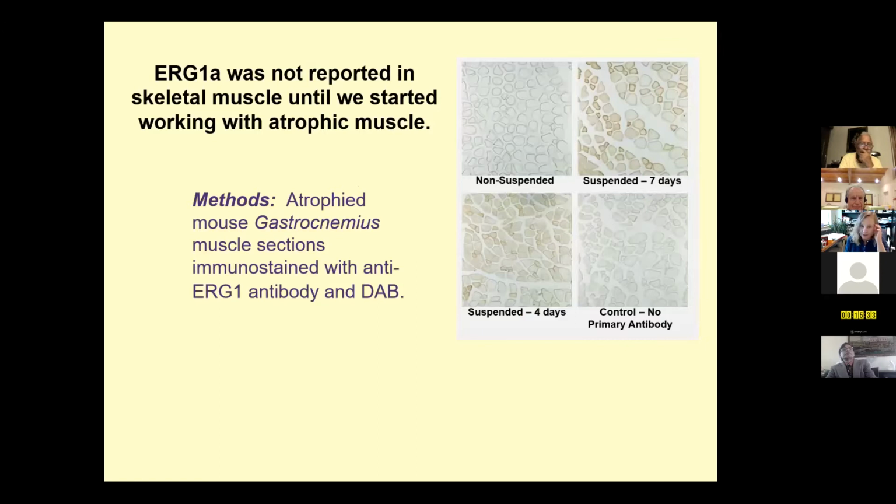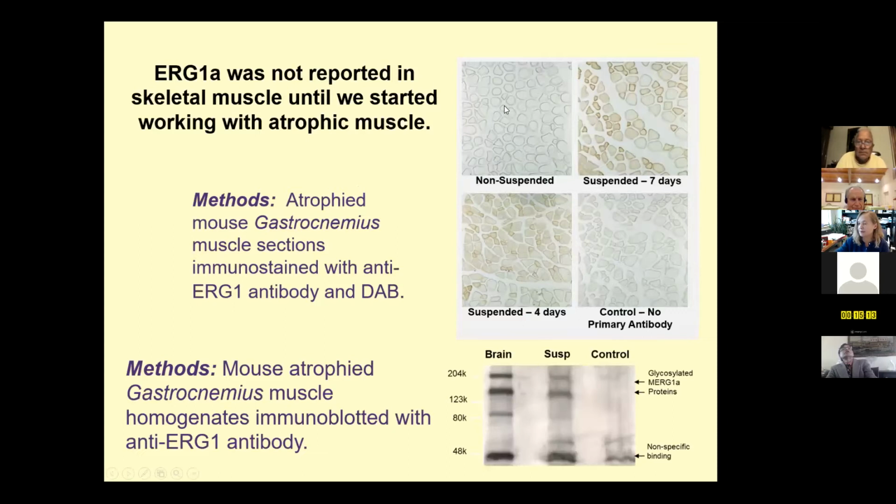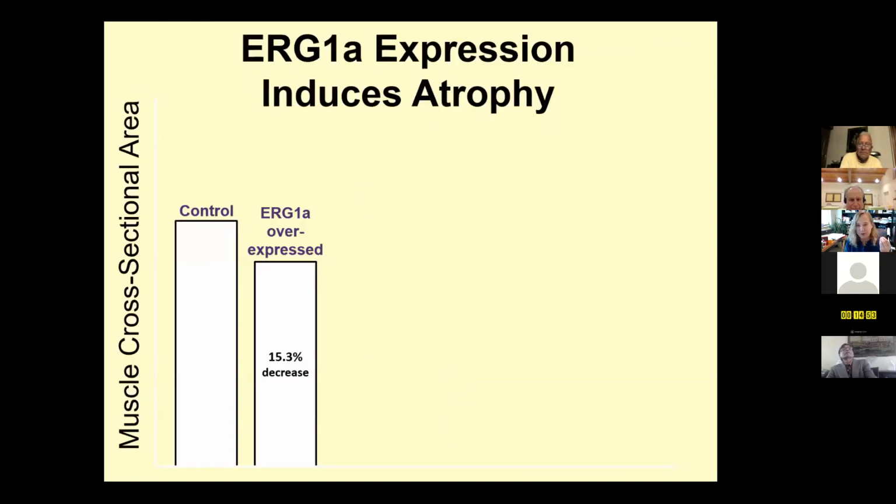All right, so what we found out was that it's in skeletal muscle. It had not been reported until we started working with atrophic skeletal muscle. We found it by IHC, and we see here that it was in the suspended animals after 4 days, and in the animals that were suspended for 7 days. We don't see it in the non-suspended animals using the DAB. We did some Western blotting, and again, we find that in the suspended, not in the controls. What we have found since is that we can find it in normal tissue, but we have to use some fairly sensitive ways of doing it. We use a tyramide amplification with immunohistochemistry, and then we highly concentrate the sample with immunoblotting.